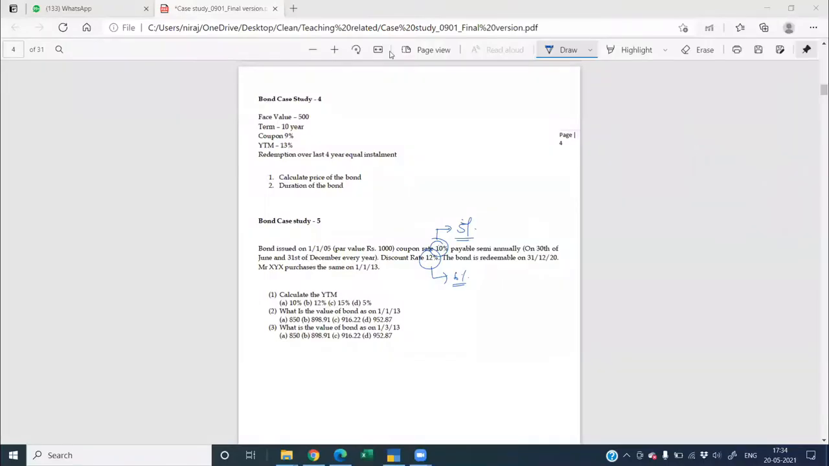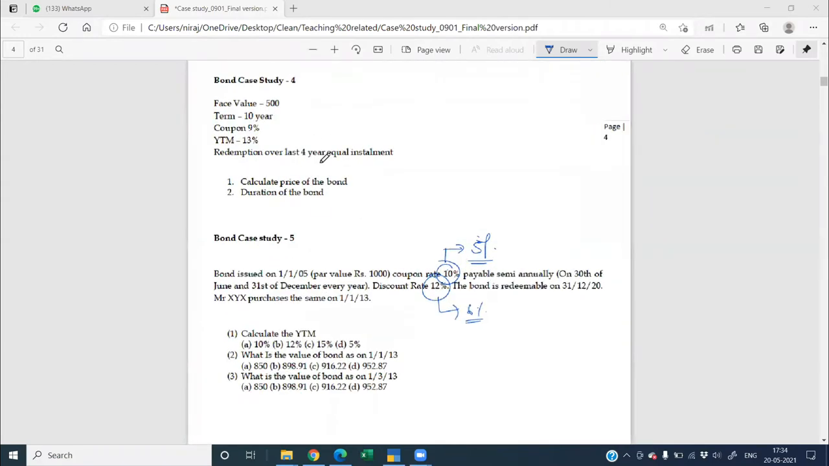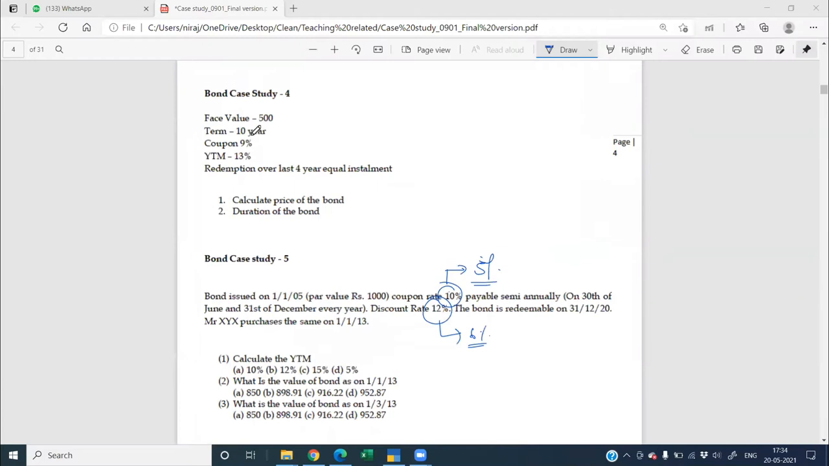Sharing my screen. So the first case study that we are taking up today is a different kind, very similar to a normal bond case study, but here there is one catch which everybody should take care of whenever you are trying to solve this case study. Can we increase some font size, view size? Yeah, thank you.